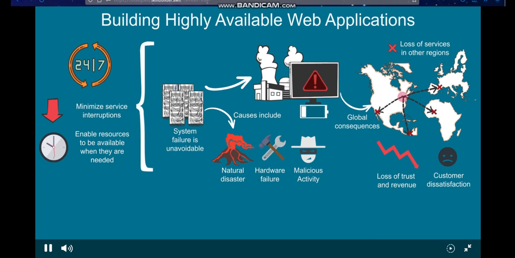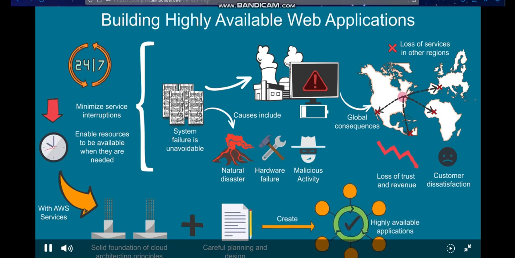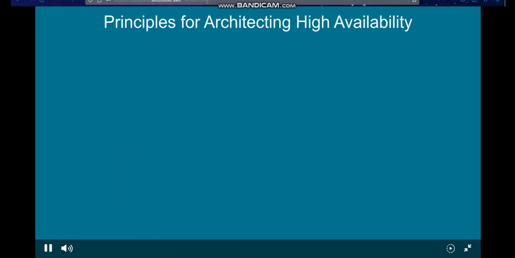Fortunately, with AWS, the effect of these scenarios can be mitigated. By building a solid foundation in AWS's cloud architecting principles, and with careful planning and design, AWS can help you create a highly available application which meets your needs. Principles for architecting high availability.